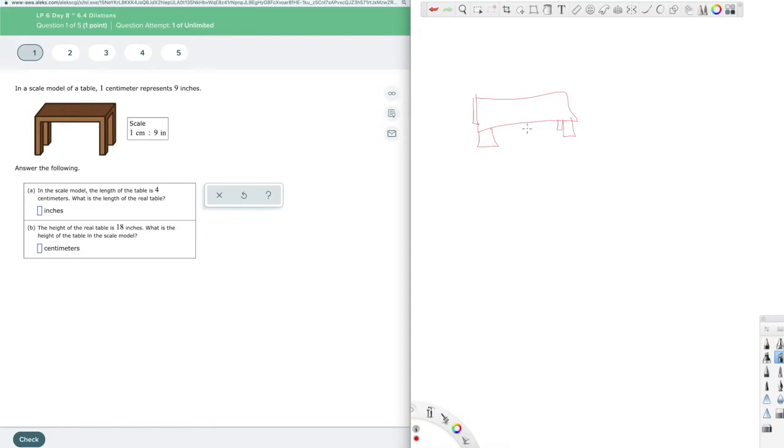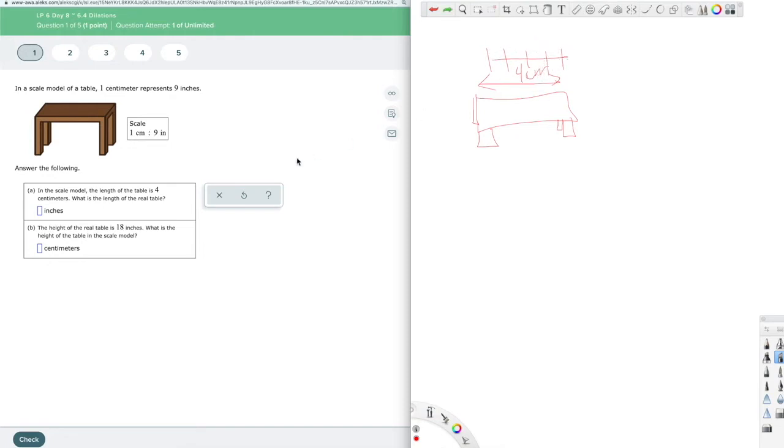So the length is 4 centimeters. So I have 1, 2, 3, 4, if I broke this up into 4 pieces. 1, 2, 3. Oh, I drew 4 lines. It would help if I were paying a little bit more attention. There we go. There's 4 pieces. 1, 2, 3, 4 pieces. Right? 4 centimeters, 1 centimeter each.